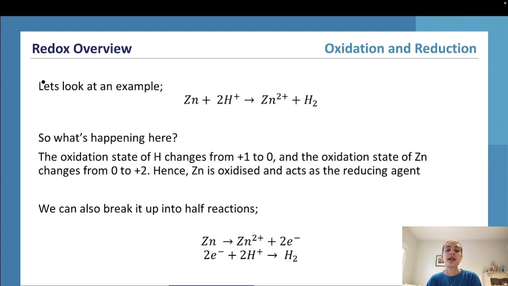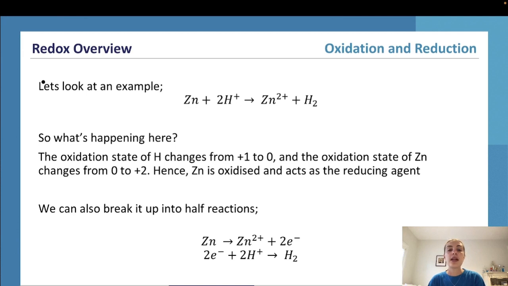So we can look at an example, and this example here uses zinc and hydrogen ions, and it shows us a transference of electrons. It's also balanced to show how the ratios work, such that you can have something with different charges create the same charge. So essentially, we want to look at what is happening here in this reaction.